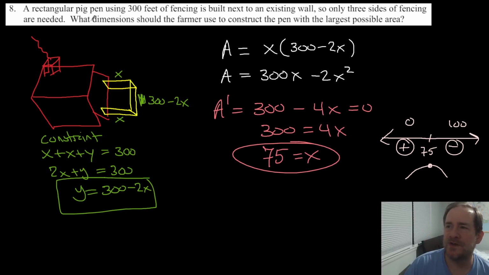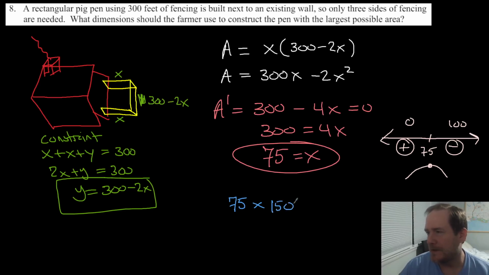And the answer to the question, what dimensions should the farmer use to construct the pen with the largest possible area? Here we said 75. And the other dimension is what? 300 minus 75 doubled, which is 150. And 300 minus 150 is 150. So if you just said 75 by 150, does order matter here? It kind of does. Because if you said 75 by 150, I don't know which way you mean that.